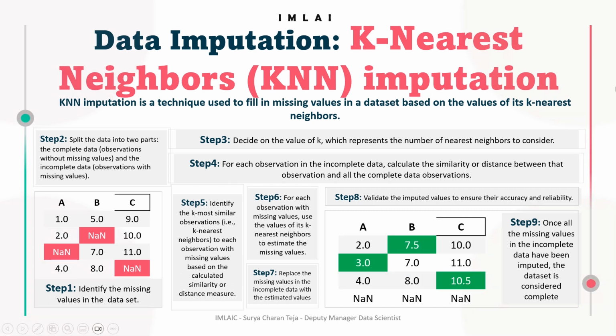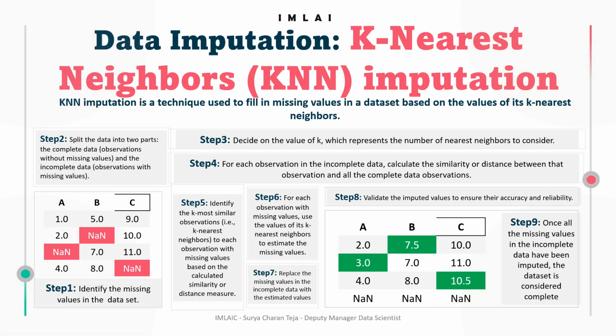And these are the values that have been replaced. These values should be replaced. After 2 and 4 you will get 3.4 for column A, and after 5 and 7 you will get 7.5 for column B, and for column C, after 10 and 11 you will get 10.5. So that's how K nearest neighbors imputation works.